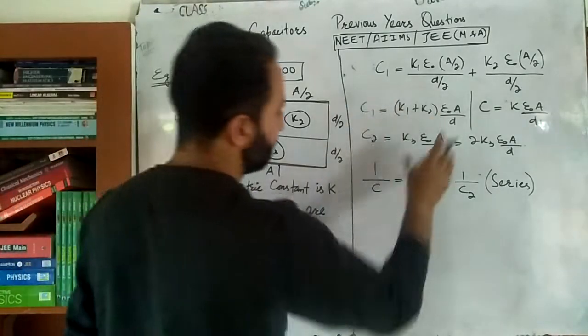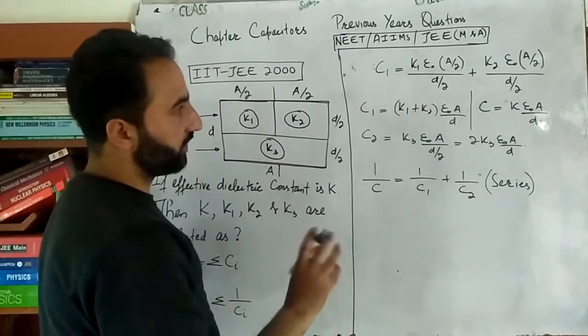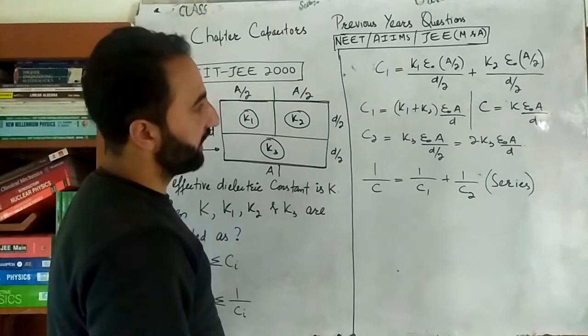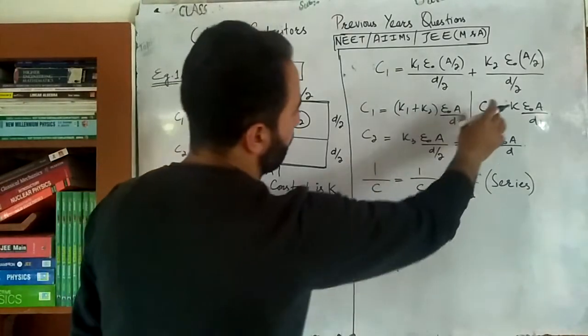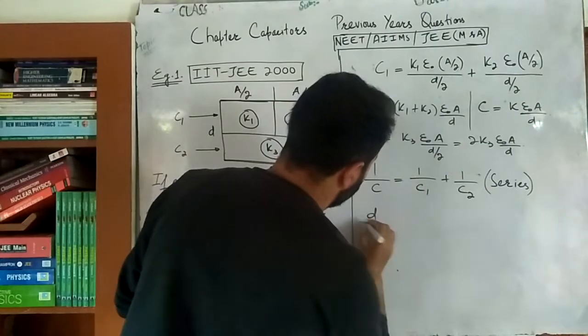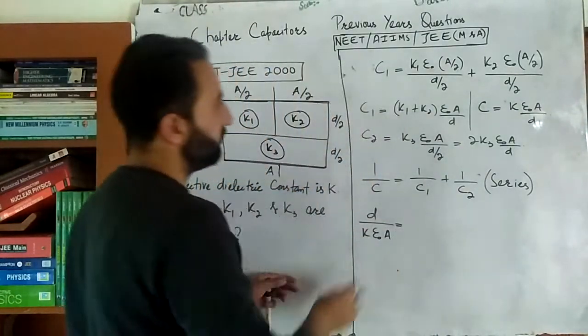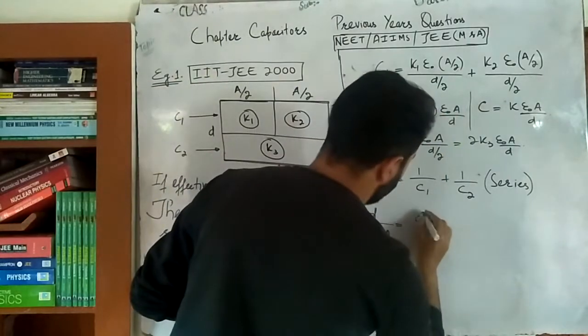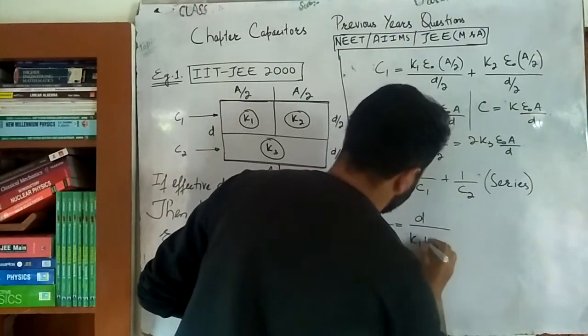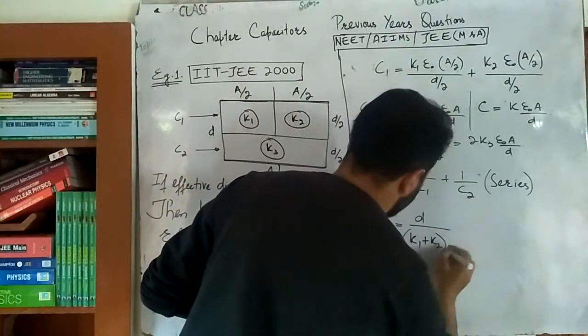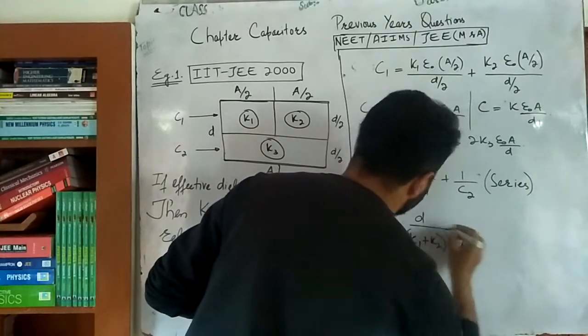Okay, now substitute all these equations in this very equation and try to find out the relation between K, K1, K2 and K3. Fine. So 1 by C is the reciprocal of this, so D divided by K into epsilon naught multiplied by A is equal to 1 by C1, iska ulta. So it is D divided by K1 plus K2 multiplied by epsilon naught A.